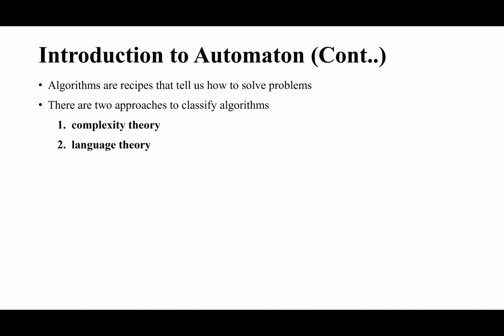So initially mathematicians were interested in dividing the line between what was and what was not algorithmic. Based on that, they classified the algorithm into two approaches. One is complexity theory and another one is language theory. According to the running time, it is known as complexity theory, and according to the type of memory used in implementing them, it is known as language theory. So these are two classifications of algorithm.